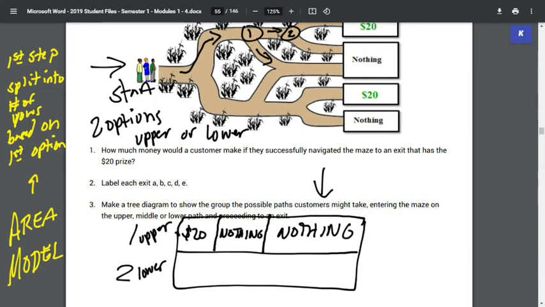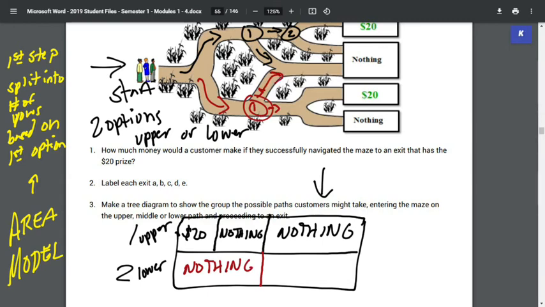I need to do the same thing with the lower. So I'll switch the color up here. If I decide to take the lower path, I come across another decision right off the bat. So I can either go up or down, but because I have 2 options, it's going to split this in half. If I take this upper part, that leads to nothing. So if I take this part right here, that leads to nothing.